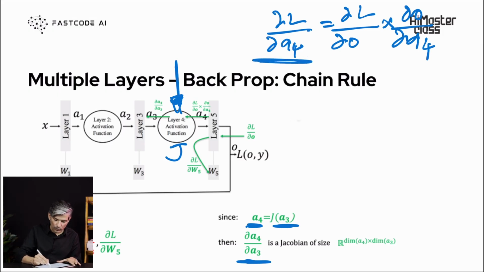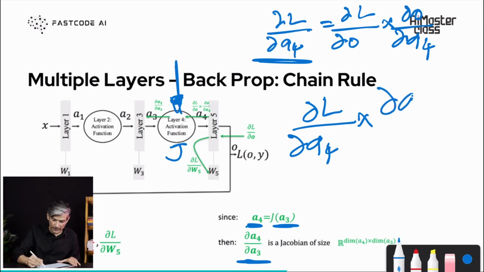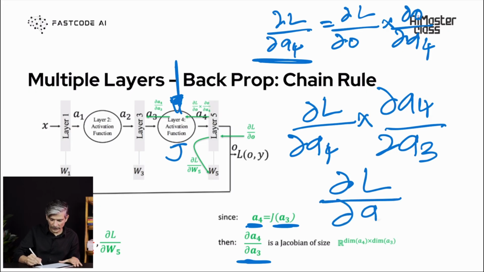And here, what did I calculate? Remember, this is a gradient, so it's a row vector, and we multiply row vectors from the left. We calculated this, ∂A4/∂A3. Now when we multiply it, we will get what we want to pass into the previous layer: the gradient of the loss with respect to A3. And this is what this activation layer will pass to the previous layer.